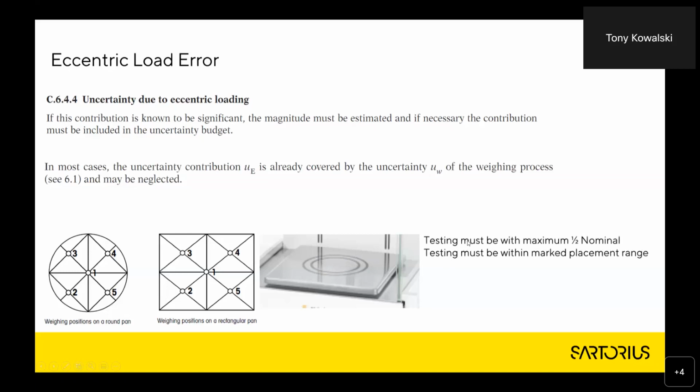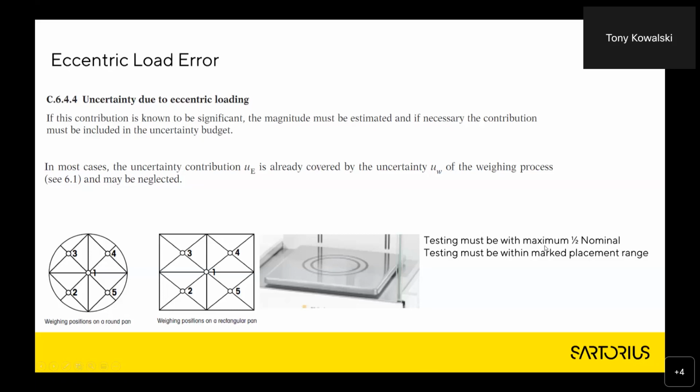So it must be within a maximum of half the nominal. So if the comparator is 2 kilogram, no more than 1 kilogram for making the test. And the testing for these positions 1, 2, 3, 4, and 5 must be within the circle for the size of the weight. So if this was a 2 kilogram comparator, then this circle, the inner circle, would be defining where the 1 kilogram weight would be placed, and the larger circle for the 2 kilogram weight.